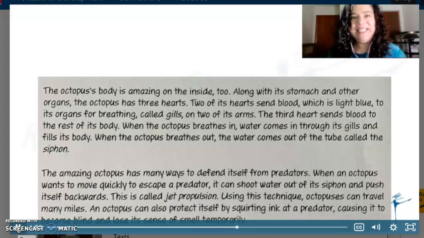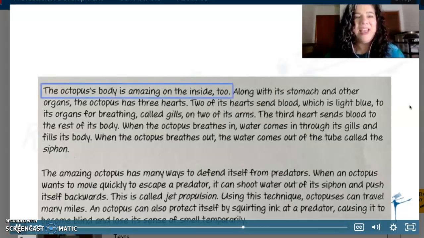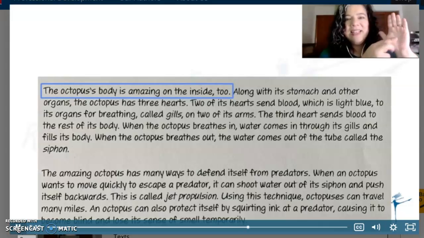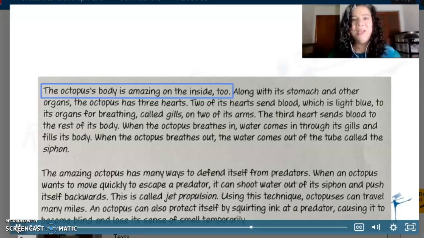Which sentence feels like it's big enough that it can cover everything this paragraph is all about? Did you find it? The octopus's body is amazing on the inside, too. That's our main idea. The inside of the body is a unique thing, too. Now we could go back, if we wanted, and reread to find details for our main idea. And then we'd be able to teach someone else by talking in a boxes and bullets way.